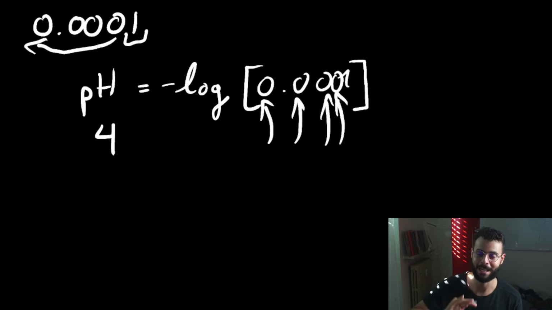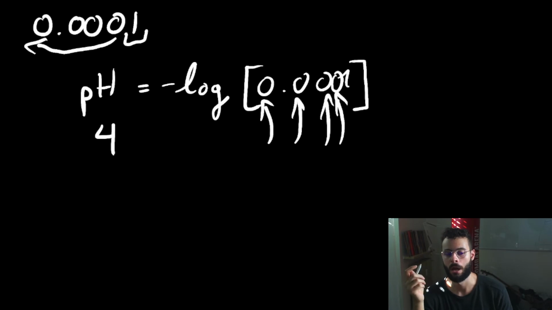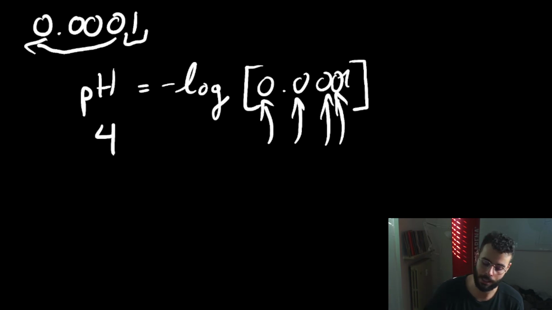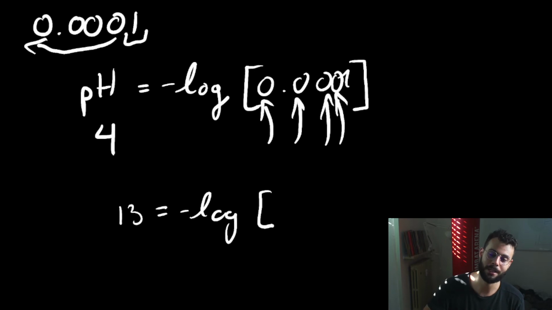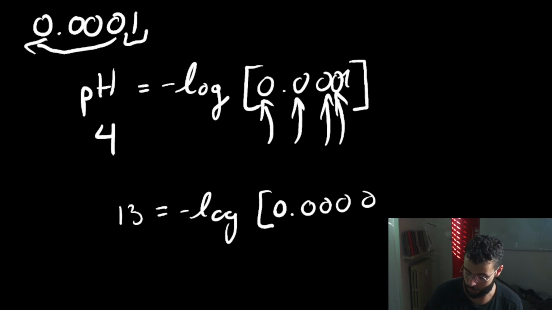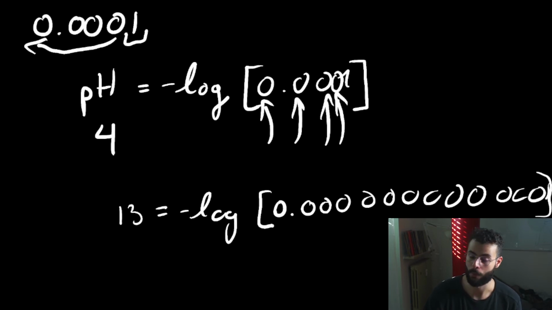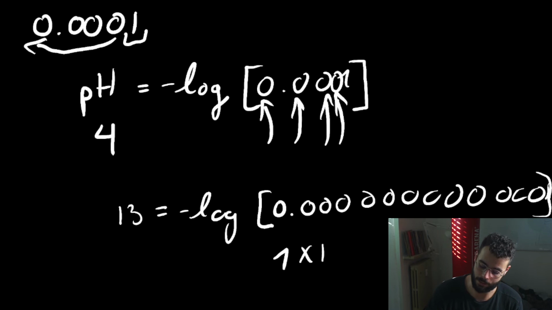And it's a very easy way to actually calculate the pH and the concentration. So if they give you a question, what is the concentration of protons in a pH of 13? Let's try to do it. So 13 equals minus log of what? Minus log of a number 1 with 13 zeros after it. So 0.000000000, 1, or 1 times 10 to the minus 13.